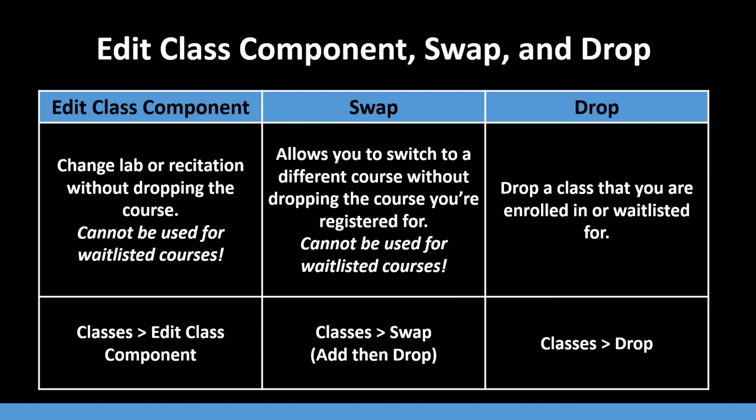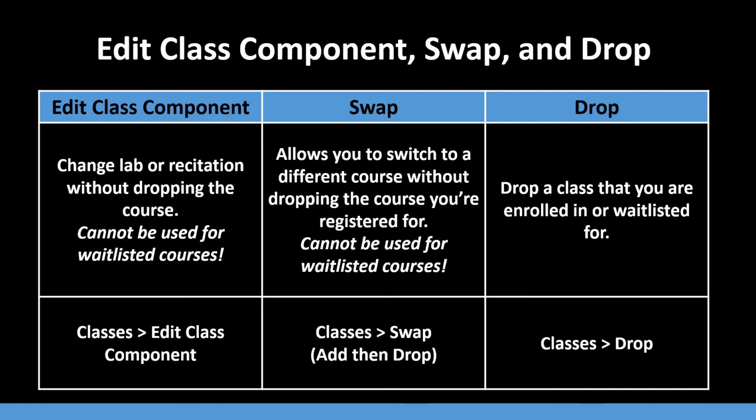The Edit Class Component function allows you to change portions of a course you've registered for without dropping the course. This typically applies to courses with labs or recitation sessions. You can only use the Edit Class Component for classes you've already enrolled in, and you cannot edit class components for a waitlisted course. To use the Edit Class Component feature, select Classes from the SIS main menu and then select Edit Class Component.